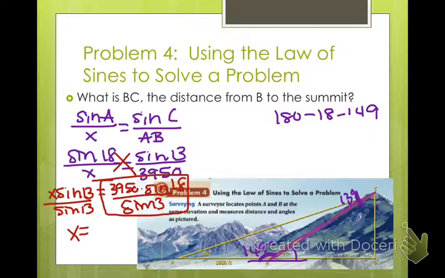That should be the height from B to the summit. So if you were to take that trail, you should have gotten 5,426 feet. Beautiful.